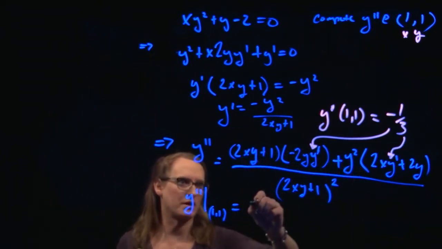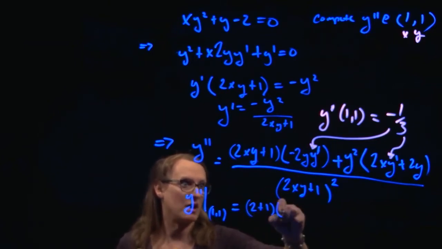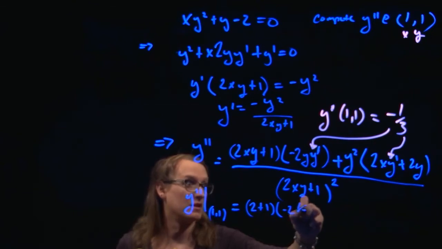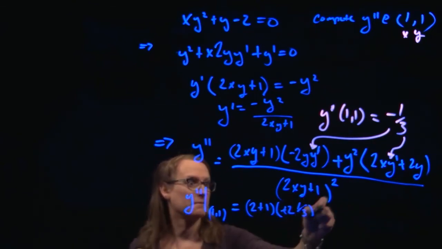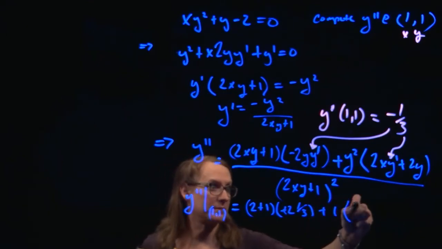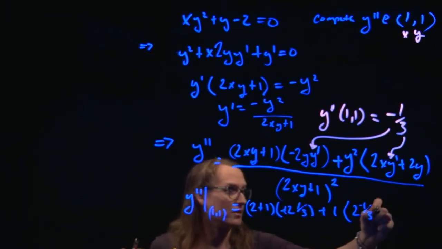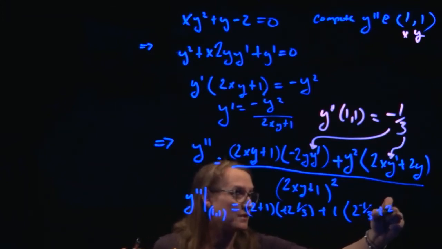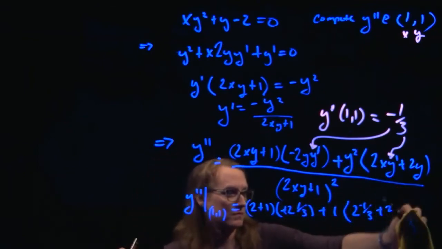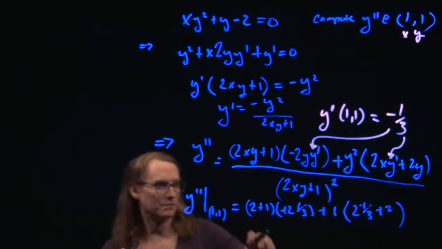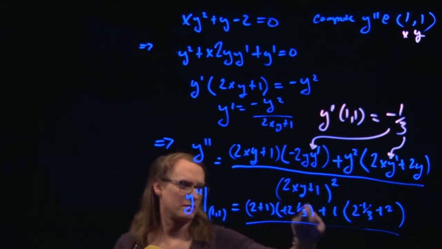Fortunately, everything's just 1 except for that y prime, so I've got 2 plus 1 times minus 2 times a third with a minus sign on it. It's going to cancel that one. Plus 1 times 2 times minus a third plus 2 times... nope, that's just 1. There we go. All over 9.